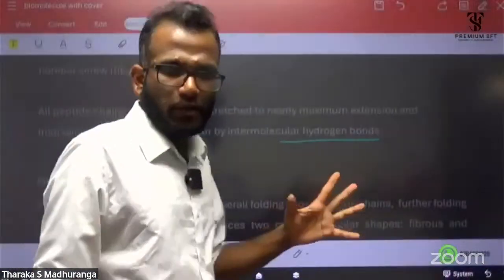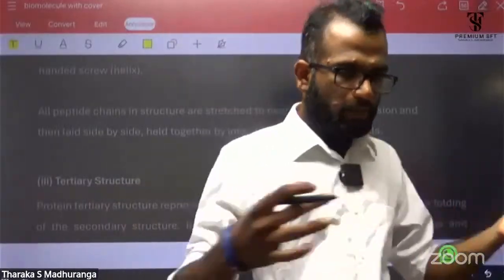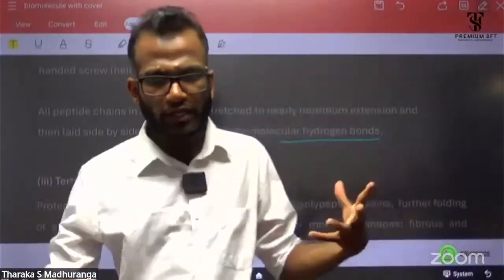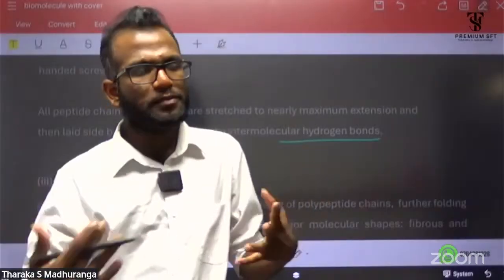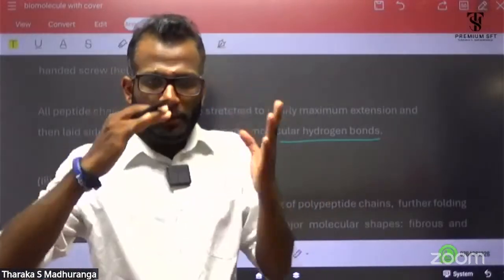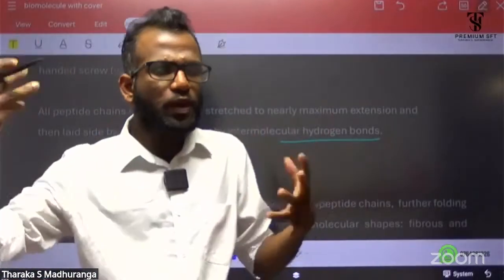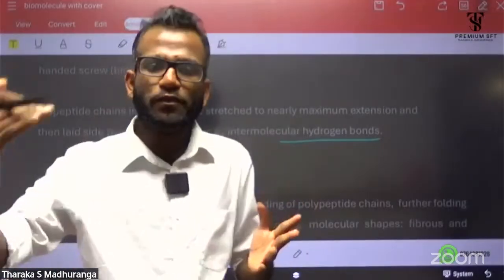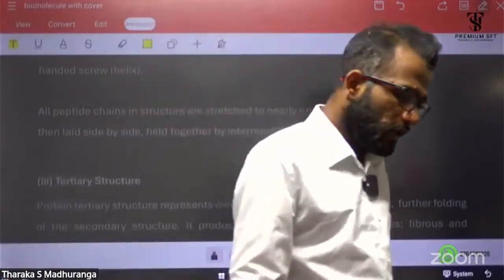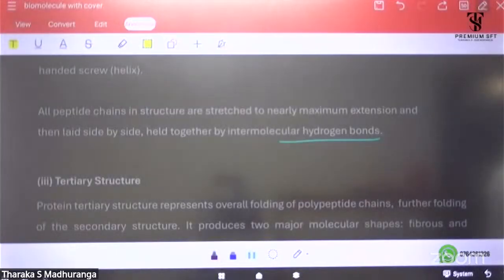Okay, it's simple. Primary structure means the polypeptide amino acid sequence. Secondary structure means the polypeptide chain increases in length due to hydrogen bond formation. It unfolds and makes a helix. Okay, this is the secondary structure.